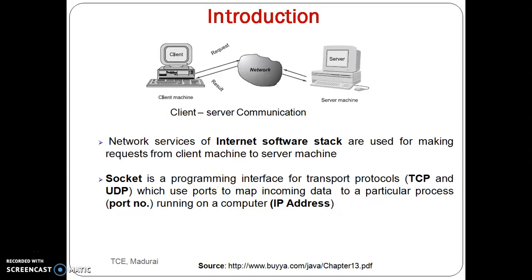So a socket is the combination of two pieces of addressing information. One is the IP address information, another is the port number information. Now the port number is responsible for identifying a particular application process or application protocol. The IP address is used to uniquely identify a particular computer in the global internet world.